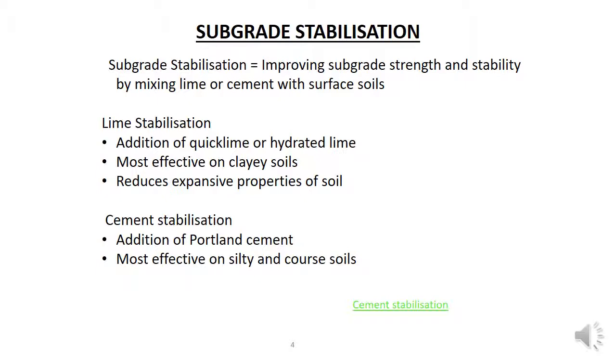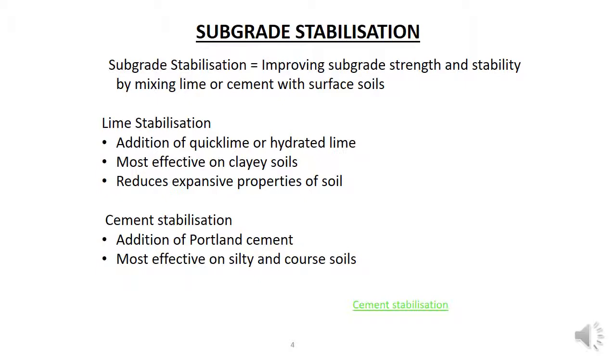Lime stabilisation involves the addition of burnt or hydrated lime to the soil. It works for most clayey soils, although you do need to test it to make sure that the lime is actually compatible with the minerals in the clay. Some fine soils have minerals that react with the lime and so it doesn't work properly. Cement stabilisation has Portland cement added to the soil. This is used for silty soils and coarse soils.